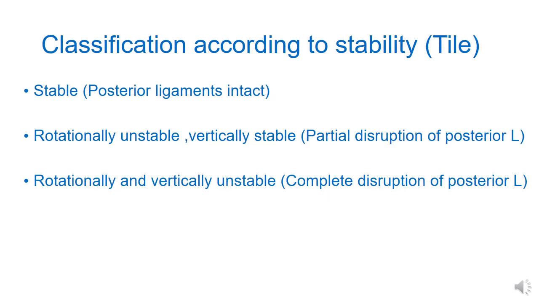To assess the stability, we classify the pelvis according to what's called the Tile classification. If the posterior ligaments are completely intact, with no posterior fracture, it's called stable. If the posterior ligaments are partially disrupted, it's called partially unstable. Why? Because it is rotationally unstable, like open book and lateral compression injuries, but it is vertically stable. And the third type is rotationally and vertically unstable with complete disruption of the posterior ligaments.